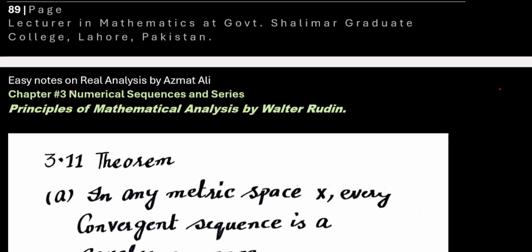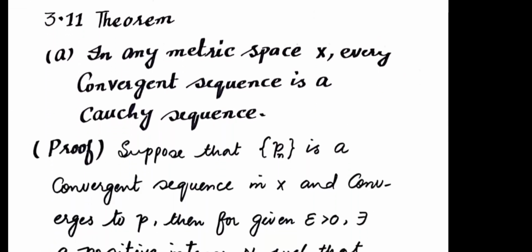Our discussion continues on chapter number 3, Numerical Sequences and Series. The book that I am following here is Principles of Mathematical Analysis by Walter Rudin. Last time, we discussed Theorem 3.10. In today's lecture, I will discuss Theorem 3.11. This theorem consists of three parts, A, B and C. In this lecture, I will discuss the first two parts of this theorem. The proof is very simple and straightforward, but the theorem is very important.